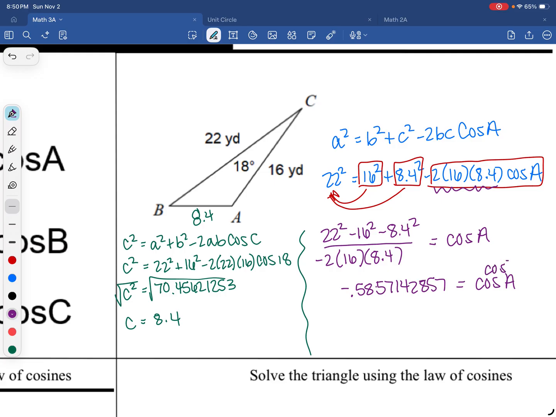So we're inverse cosining both sides so that the A is just what we're solving for. So the inverse cosine of our previous answer is 125 point, it's 8.5. We'll just leave it 8.5. Okay, that is our angle. And it seems to make sense. 125 looks like a realistic answer for that angle.